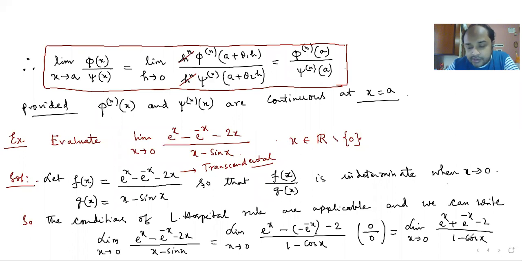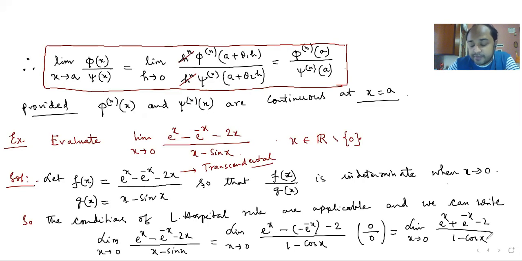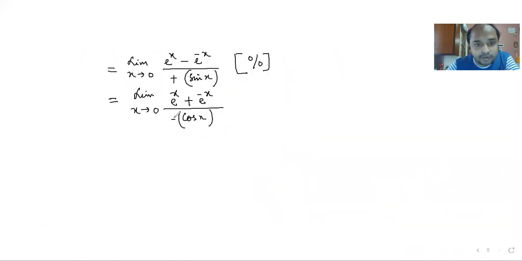This will be cos x. No, this will be minus sin x. So that would be, because minus sign is there. So cos x derivative is minus sin x. So minus minus will be plus. So we'll get plus sin x, and that would be plus cos x.